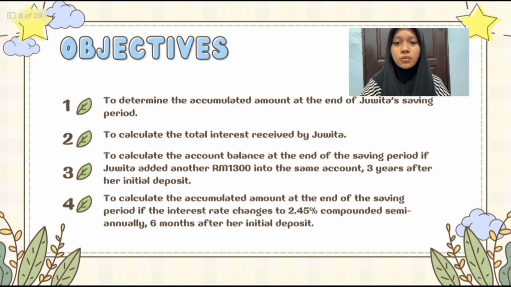The first objective is to determine the accumulated amount at the end of Juwita's saving period. Objective 2, to calculate the total interest received by Juwita. Objective 3, to calculate the account balance at the end of the saving period if Juwita added another 1,300 ringgit into the same account 3 years after her initial deposit. Objective 4, to calculate the accumulated amount at the end of the saving period if the interest rate changes to 2.45% compounded semi-annually 6 months after her initial deposit.